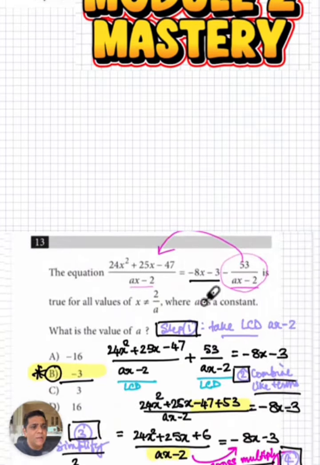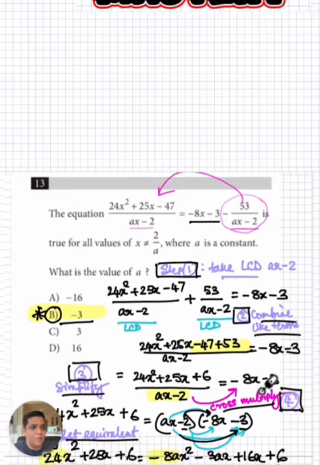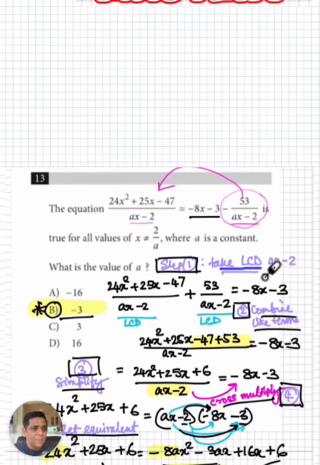So what I'm going to do is take this negative 53 divided by ax minus 2 and bring it to the other side, because we have the same denominator, ax minus 2. Then I'm going to take the LCD, which is going to be ax minus 2, and when we do that, we can take this entire numerator here and add it to 53. And on the right hand side we still have the negative 8x minus 3.